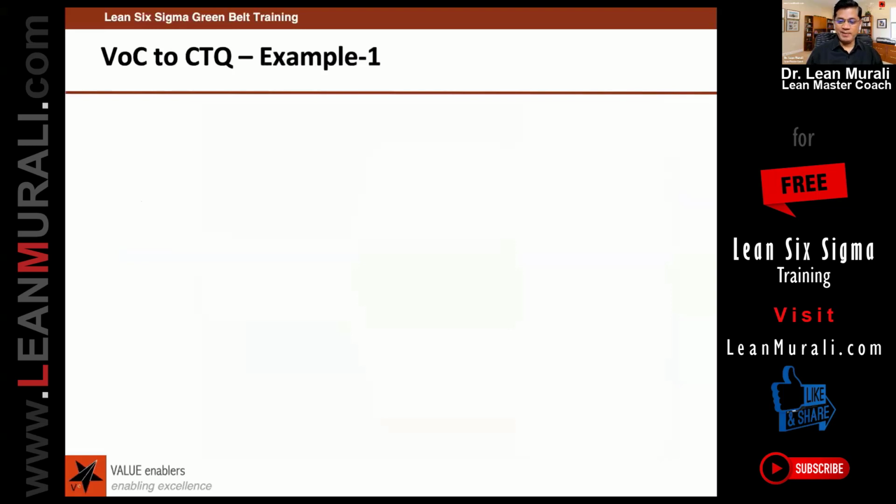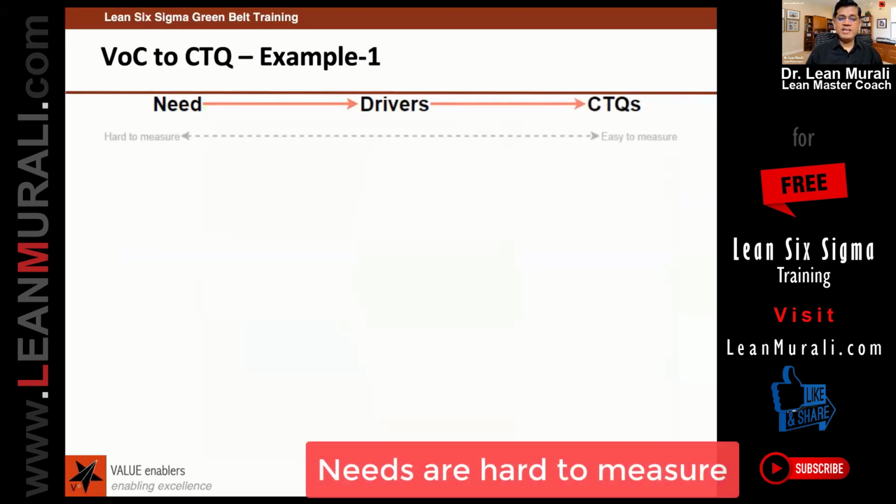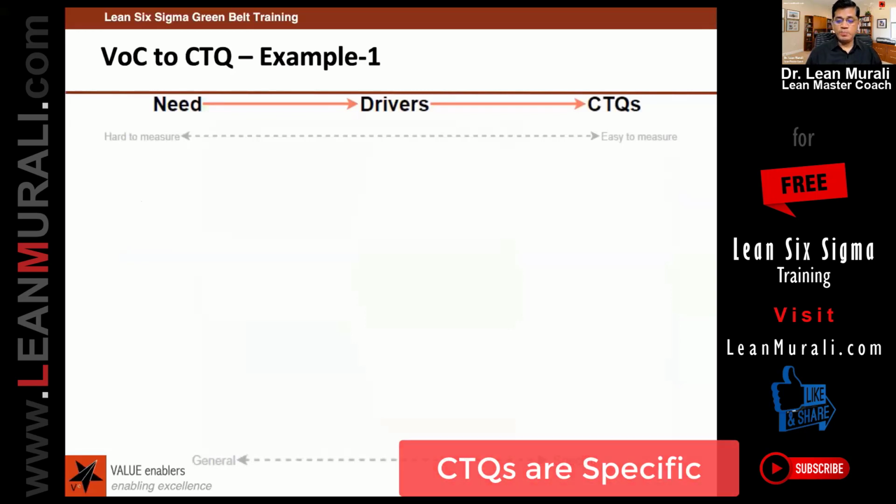Okay, let us see one example. Now, always remember the needs, drivers, CTQ framework. Needs are very hard to measure. They are very vague. But once the needs are very clear, then the CTQ is easy to measure. So the needs are very generalistic and the CTQs are very specific.